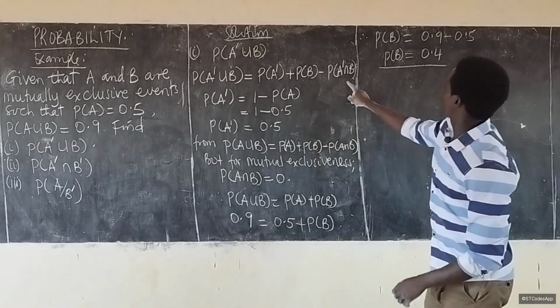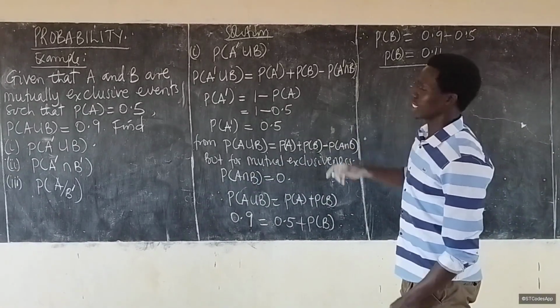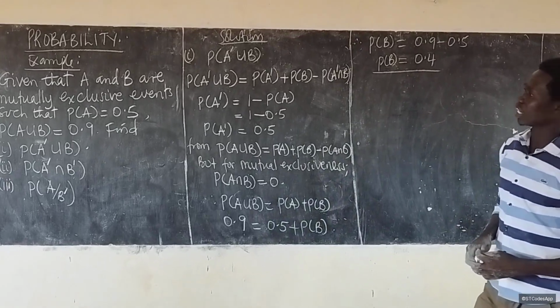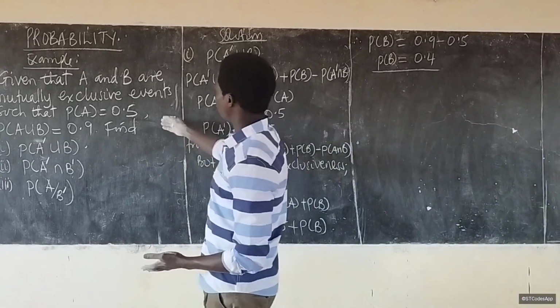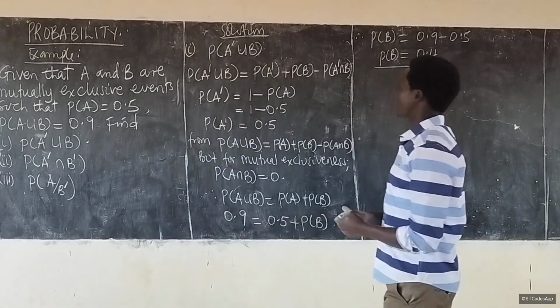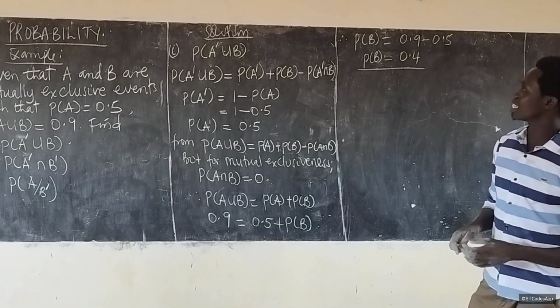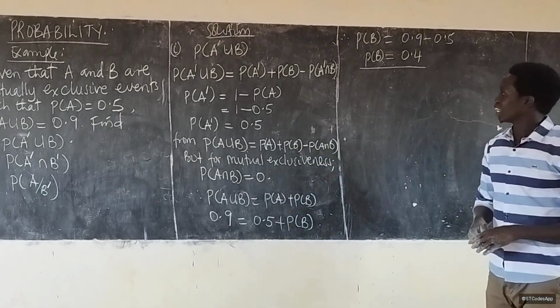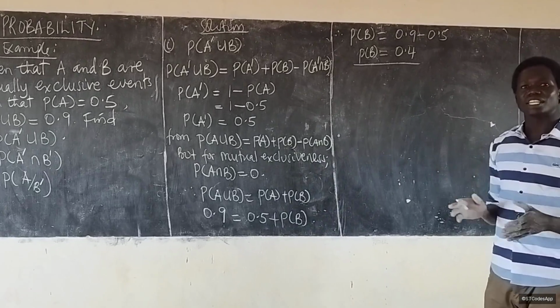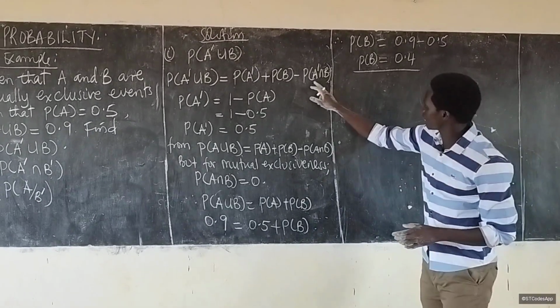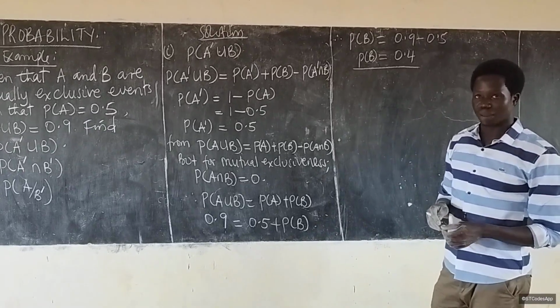The next is the probability of A prime intersecting B. How shall we find it? We can go back and see how to find the probability of A prime intersecting B. We can use the contingency table. It is not that A prime and B are independent. It is only A and B which are independent. So for us to find this, let's check on the contingency table.